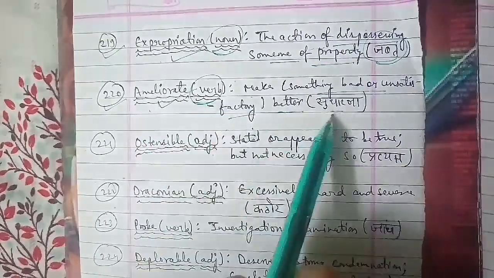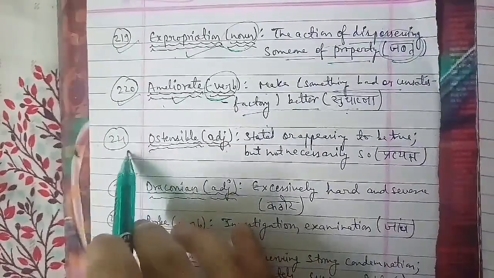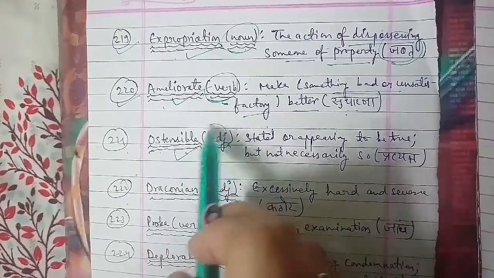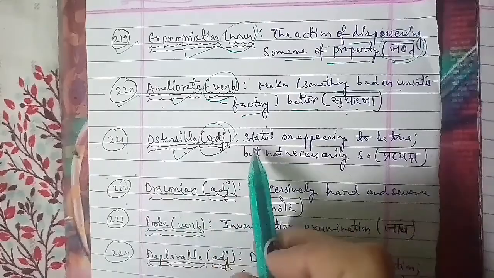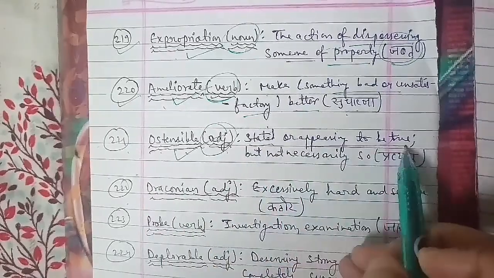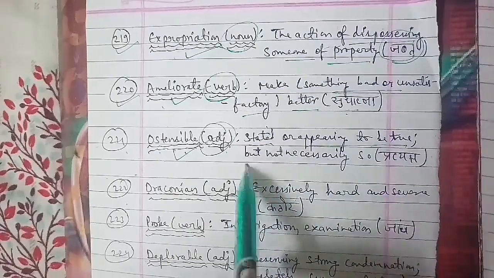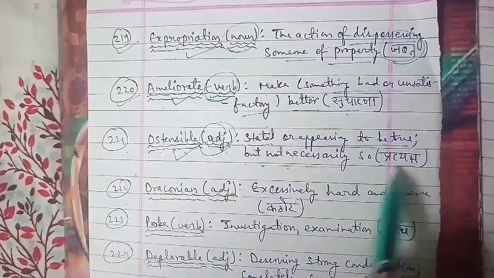Now the next word is 221, that is ostensible. Ostensible is a word that is used as an adjective, and the meaning is stated or appearing to be true, but not necessarily so. That is pratyaksh karna, something stated or appearing to be very true but not necessarily so.